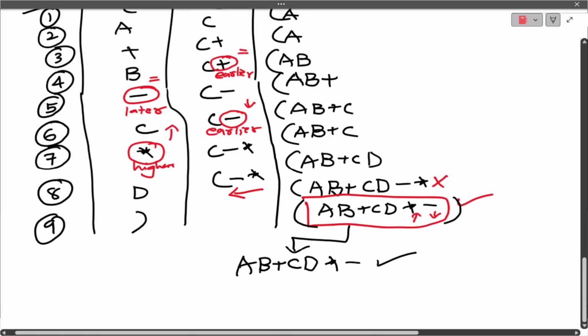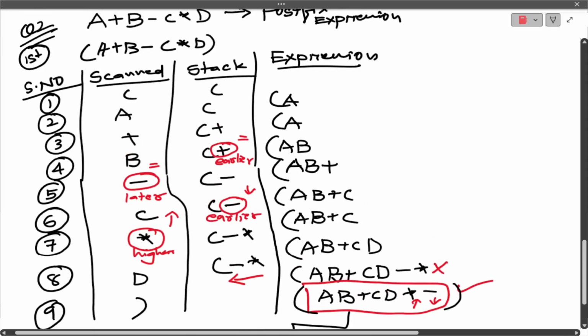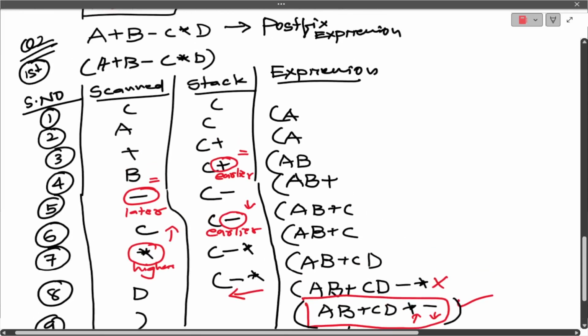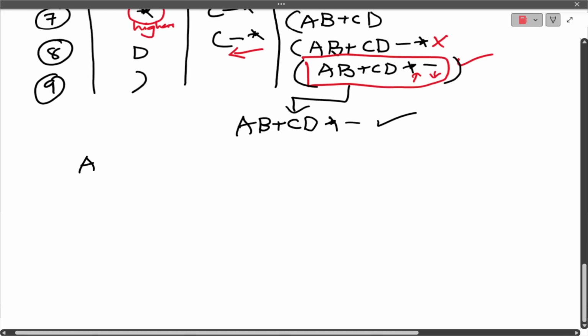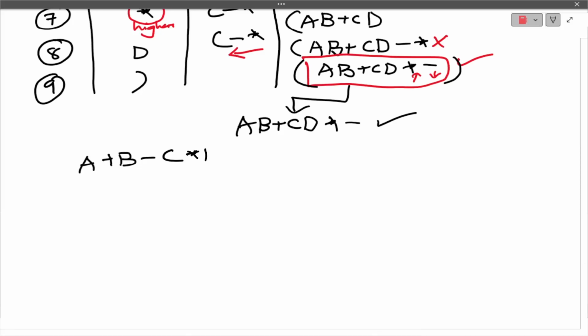Now let us check in our traditional process whether my answer is correct or wrong. A plus B minus C asterisk D. Now let us solve in the traditional process. As we know, this has higher precedence, so it will be solved first. After solving this, it became this. Now this is my minus. Now I'm having A plus B.